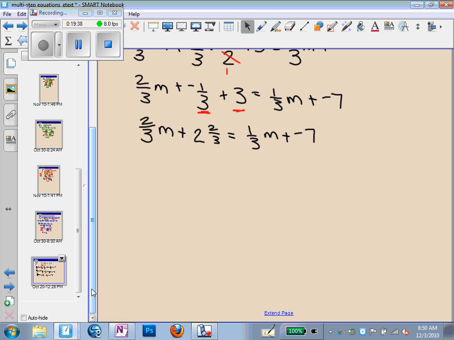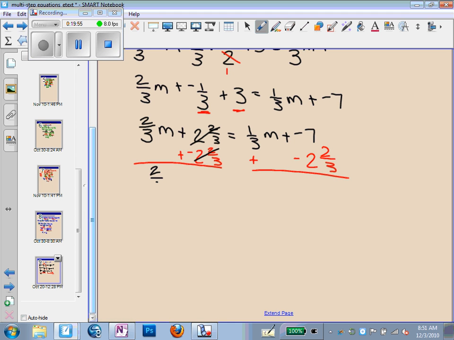So I'm going to go ahead and add negative 2 and 2/3 to both sides. So that gets rid of my 2 and 2/3 on the left. And I'm left with 2/3 m on the left and 1/3 m plus negative 9 and 2/3 on the right when I add my negative 7 plus my negative 2 and 2/3. Remember, adding negatives, you add them together.